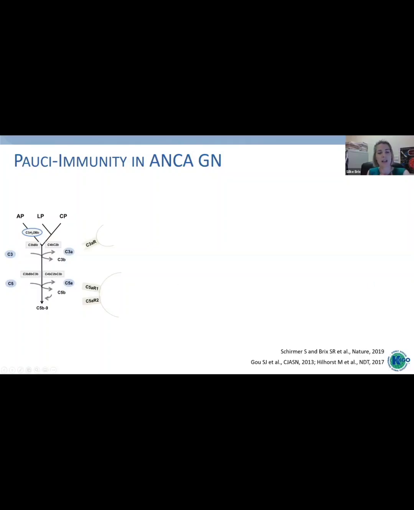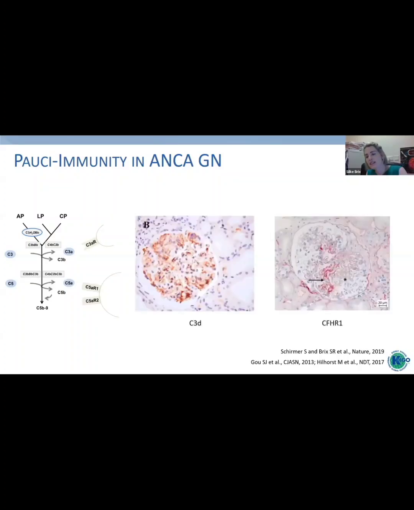And novel complement factors, and staining of other factors than the two classical factors we routinely stain, so not staining C1q and C3 but staining other factors in the last years, has hinted that there's some involvement of complement, because the so-called pauci-immune ANCA-associated vasculitis doesn't look so pauci-immune if you look at these stainings. These are just examples of C3d staining or complement factor H-related protein 1 staining from the complement factor H-related protein family. So pauci-immune on the biopsy, perhaps hinting that there is some mechanism for complement involved.